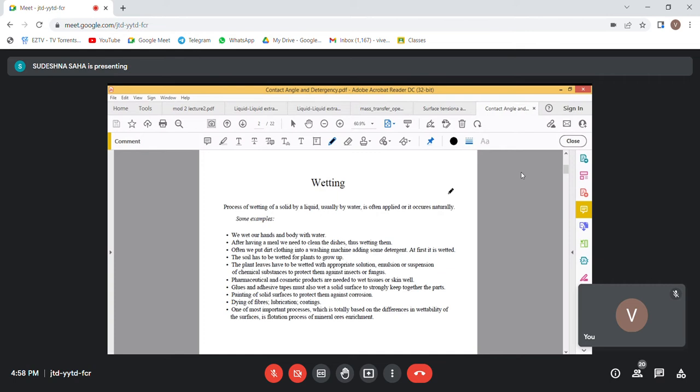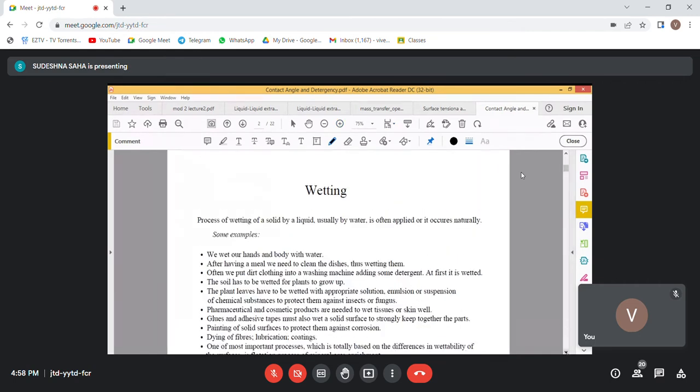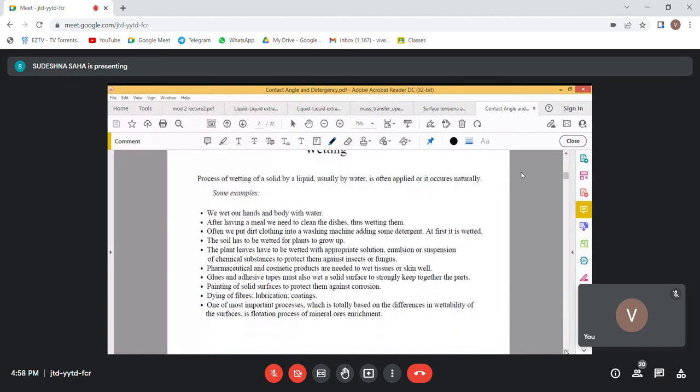In our daily life, we have lots of applications of wetting. Knowingly or unknowingly, we wet our hands and body with water. If the water doesn't wet the surface, you cannot wash your hand with water, right? After having a meal, we need to clean the dishes, thus wetting them. Often we put dirty clothes into a washing machine, adding some detergent. At first it is wetted. The soil has to be wetted for plants to grow. In every other application, wetting is a very, very important phenomenon.